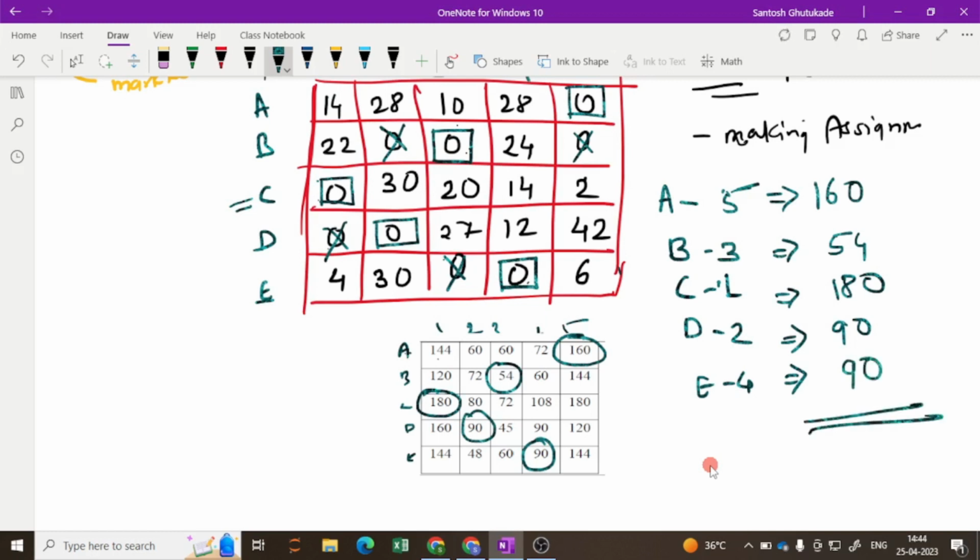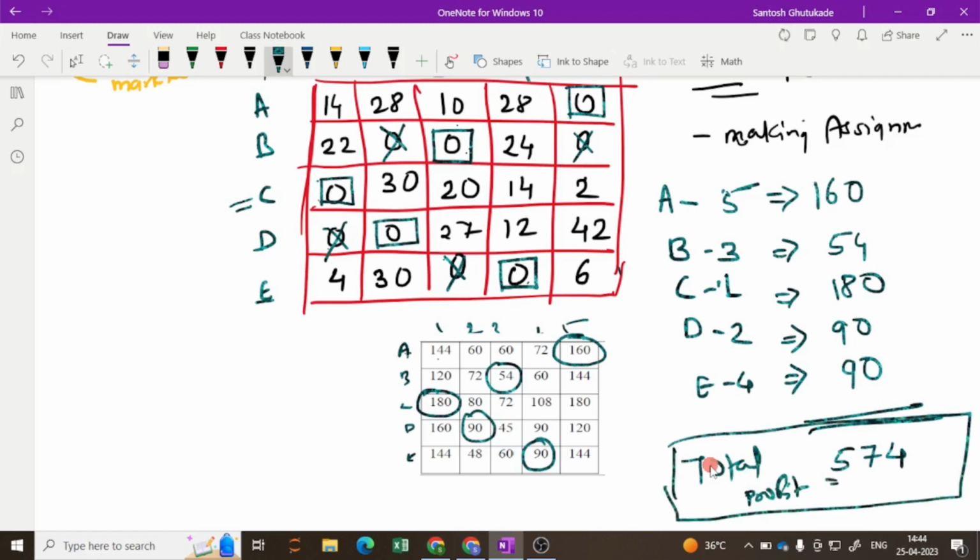If you add these, you will get the answer 574. So this is the total profit after solving the problem. This is the final answer of this problem.